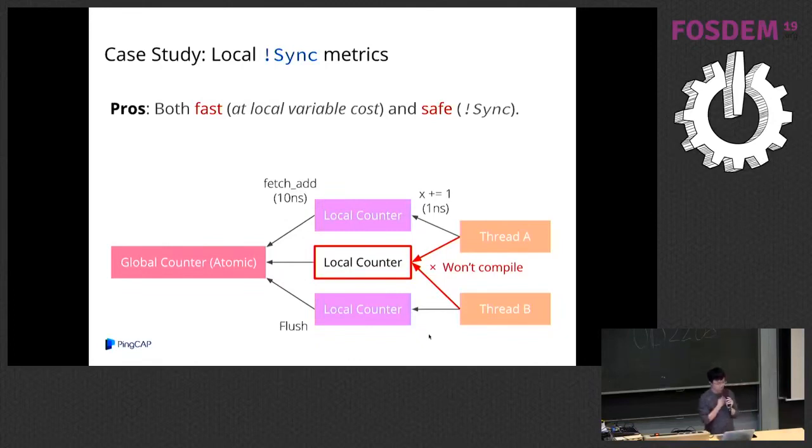And by using this technique, we can achieve both fast and safe. You can use the local counter in a very fast way, and you will never abuse it. You will never share it in multiple threads. You will never use it in a wrong way. So it's both fast and safe.